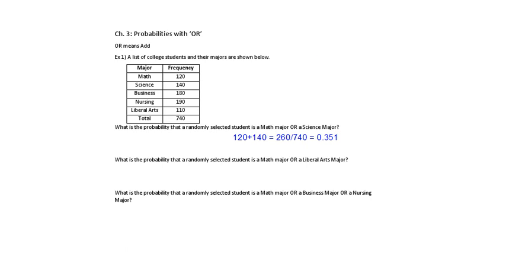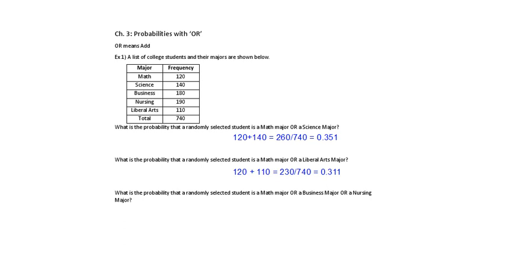Okay, the next question is, find the probability of math major or liberal arts major. Well, again, there's 120 for math, plus 110 for liberal arts. That adds up to 230. Once again, we're going to divide by the total, 740. And that is going to equal 0.311. Like so.